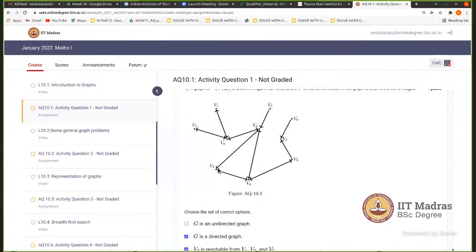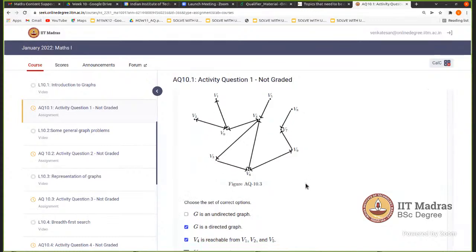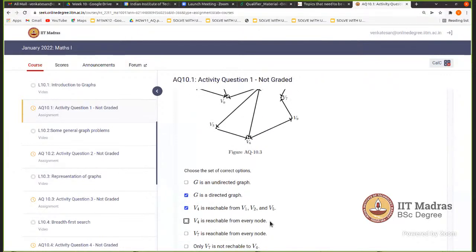From V3, it's reachable: V3 to V6, and V6 to V3. But from V8 and V7, there is no outgoing direction at all. From V8 you can travel to V7, but you end there, you don't have any outgoing edge. So there are some vertices from where you start, you cannot reach V4. That means this option is wrong.